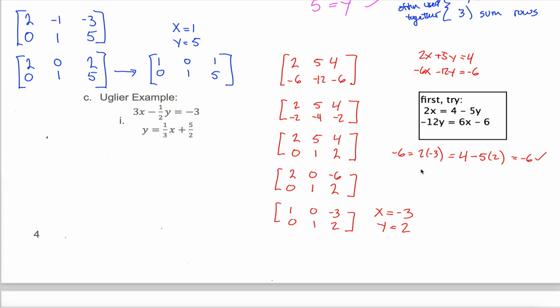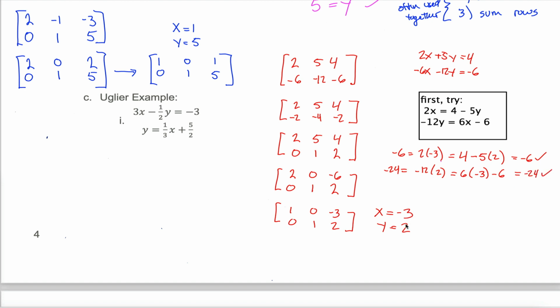Let's see, we got -12y, so -12 times this 2, and that's equal to, question mark in my voice, 6 times x, so 6 times this -3 minus 6 more. -12 times 2, that sounds like -24. 6 times -3, that's -18. Minus 6 more, that's also -24.